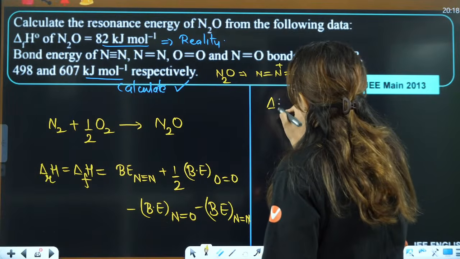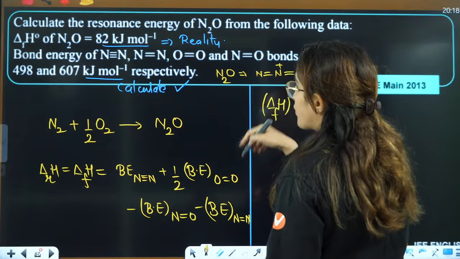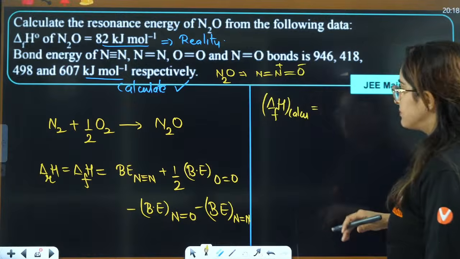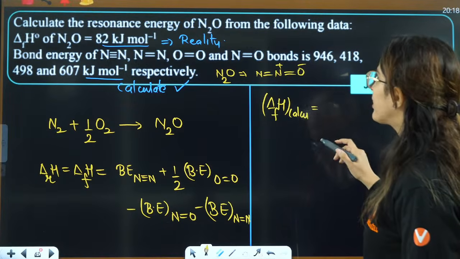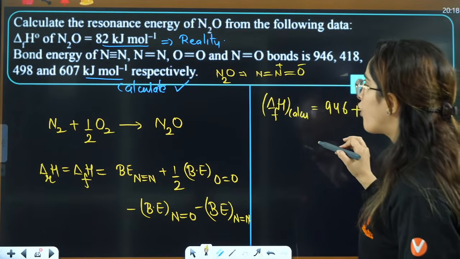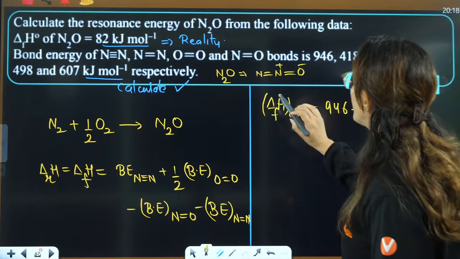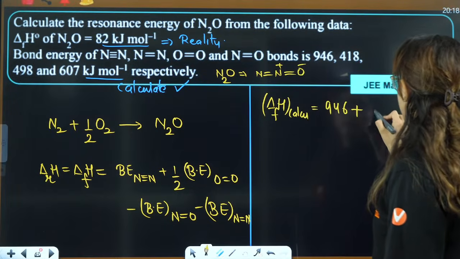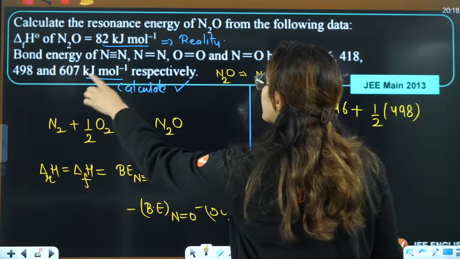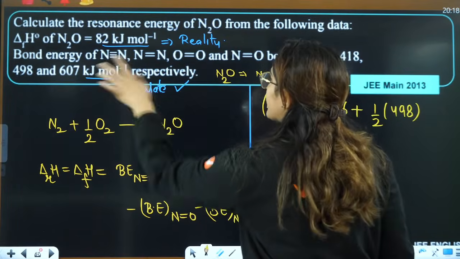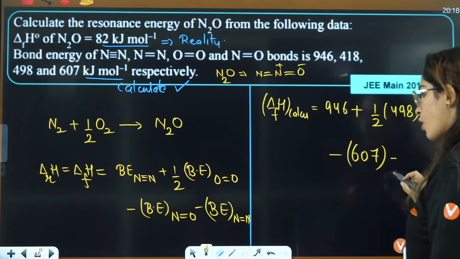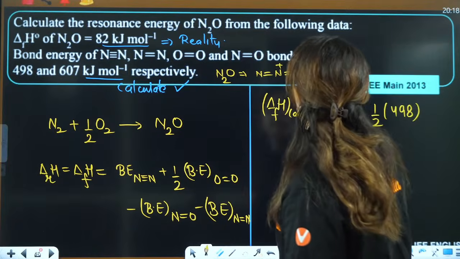So for delta H formation, what we are doing is the calculated part. Calculated will be: N triple bond N is 946, plus half of the O double bond O, which is 498, so half of 498. Right? NO is written on the last, that is 607. And minus the N double bond N, that is 418.